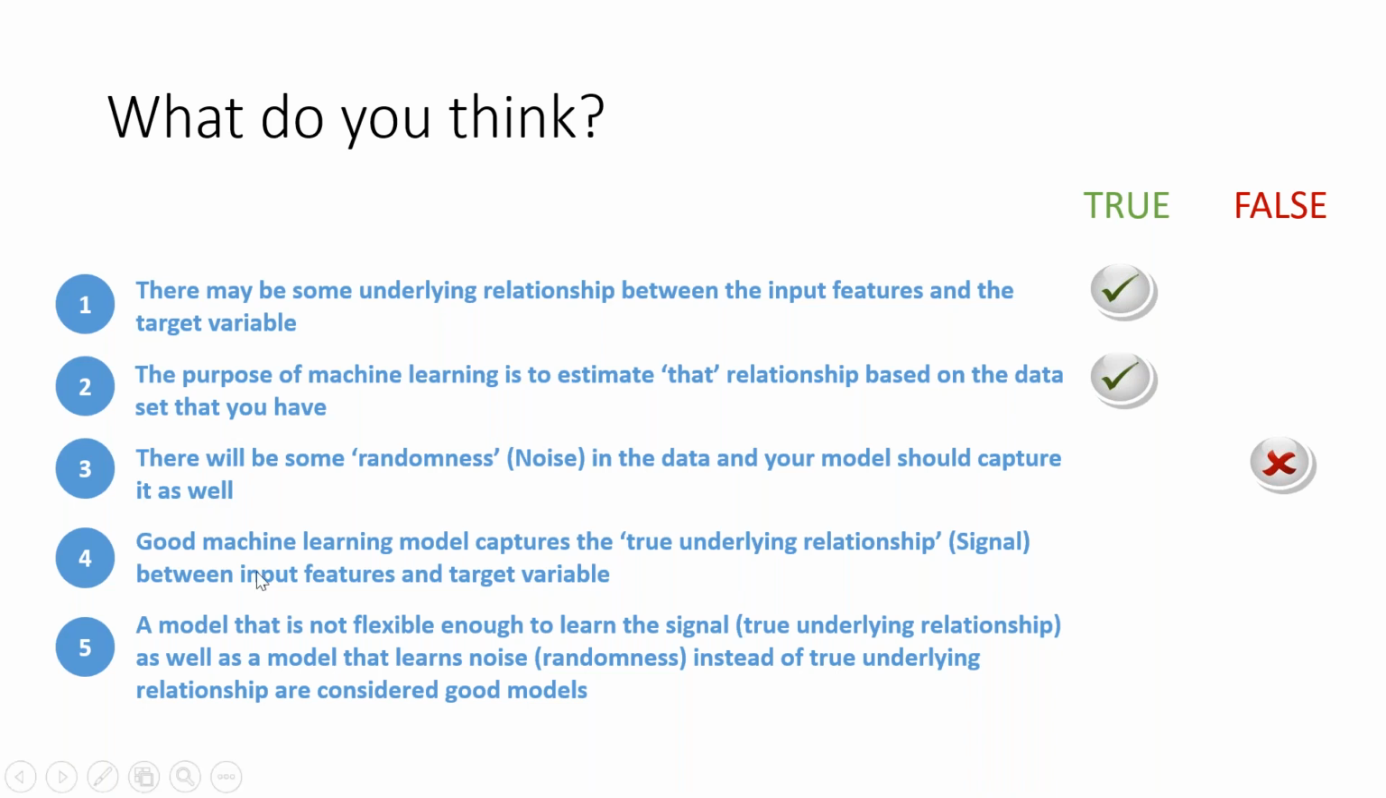Hope you got it. Okay, let me read the fourth one. A good machine learning model captures the true underlying relationship, the signal, between input features and target variable. True or false?